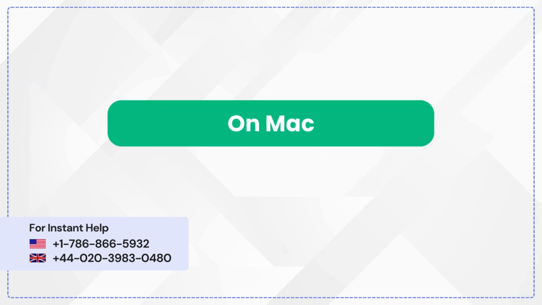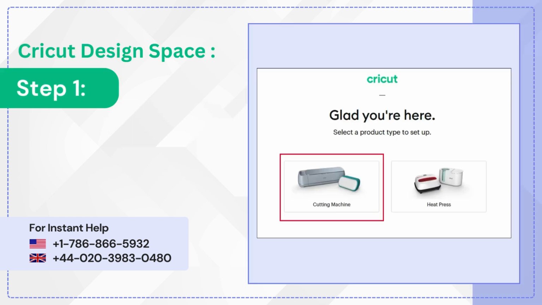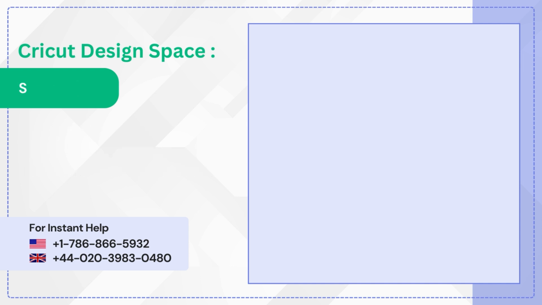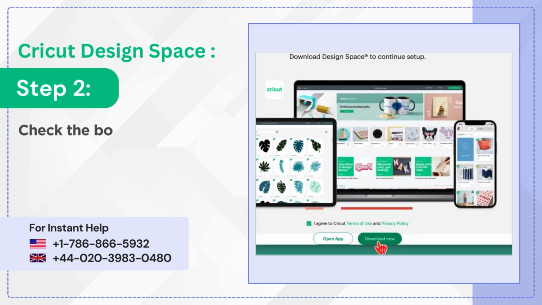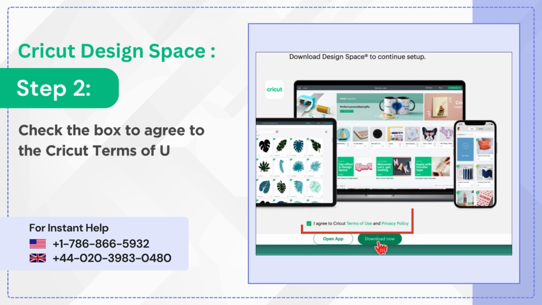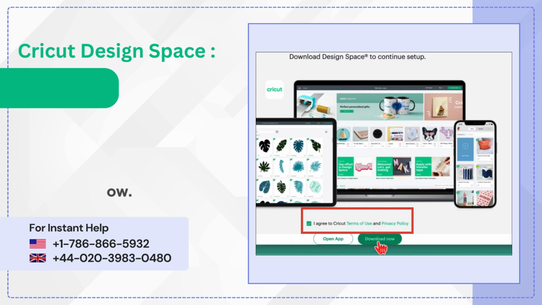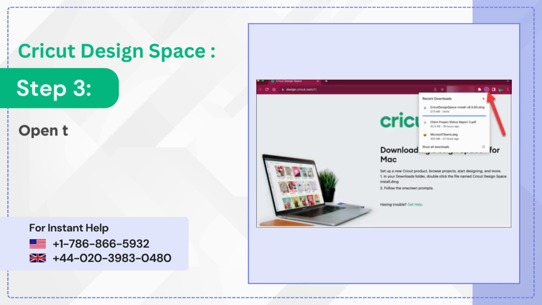On Mac. Step 1. Navigate to the official Cricut Design Space website and select Cutting Machine. Step 2. Check the box to agree to the Cricut Terms of Use and Privacy Policy and click Download Now. Step 3. Open the downloaded file and a new window will pop open.